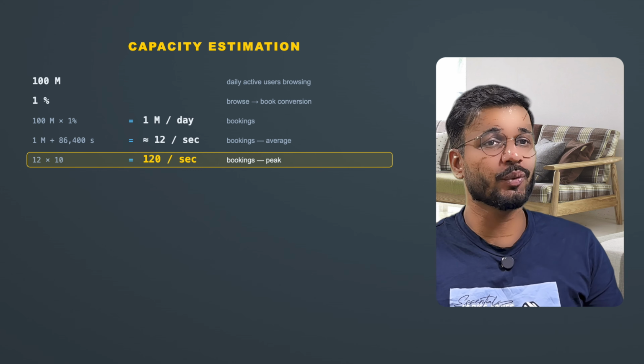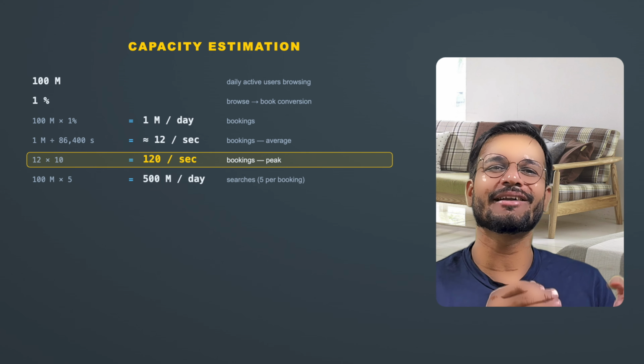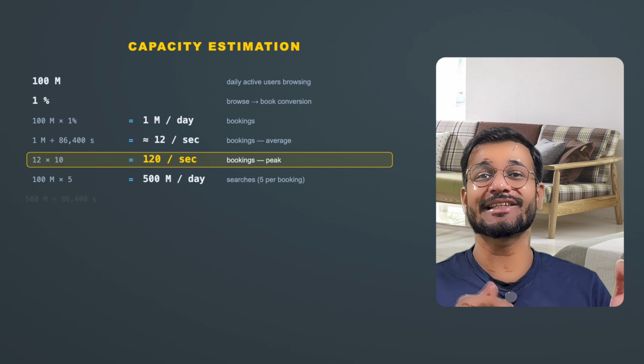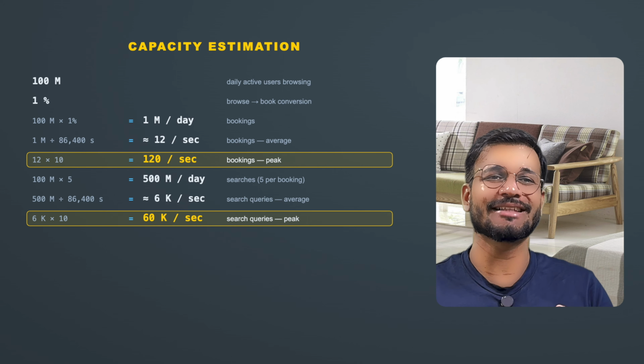Then we have the search queries. Every user does about 5 searches before booking. So 500 million searches per day. That's about 6,000 search queries per second. At peak, it might be around 60,000 per second.